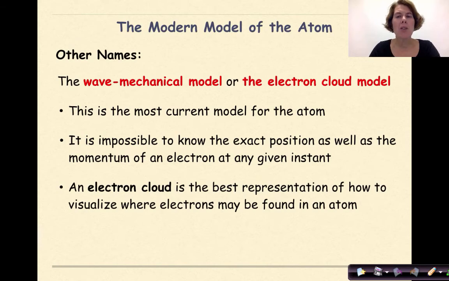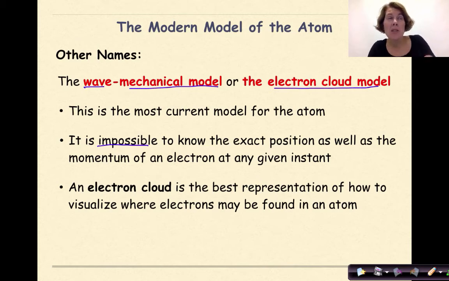The modern model of the atom, otherwise known as the wave mechanical model or the electron cloud model. This is the most current model for the atom. It is impossible to know the exact position as well as the momentum of an electron at any given instant. They're small, they're fast. By the time you say, hey, look, there's one, it's already gone and probably been in like a million other places.